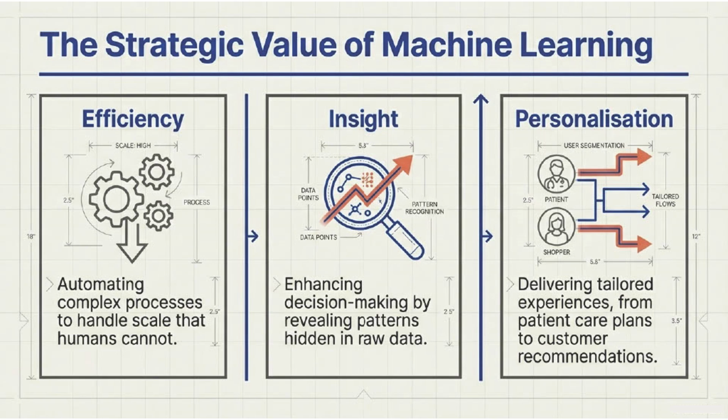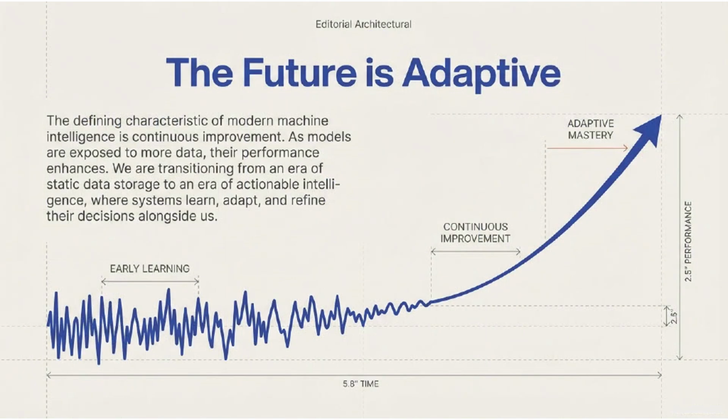This brings us to the final concept, and honestly, it's the most inspiring part of the whole document. Let's look at the final slide. Page 14. The future is adaptive. I love this graph. It plots performance over time. In the beginning, labeled early learning, the line is jagged. It's volatile. It's up and down. That's that trial and error phase, right? The system is making mistakes, bumping into the walls.